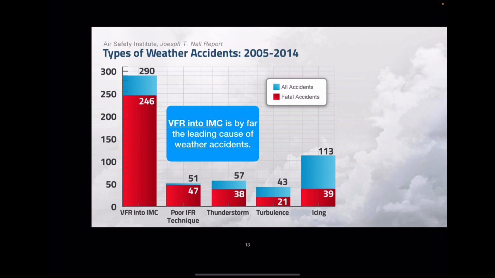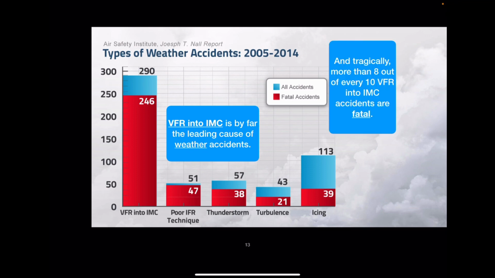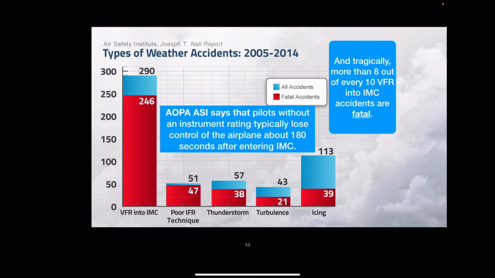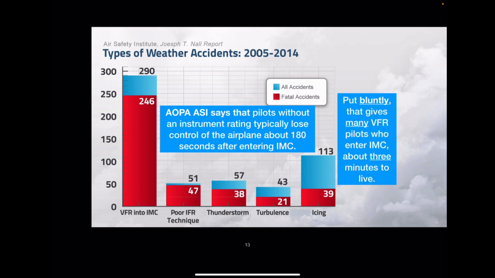Now, as you can see from this graph, VFR into IMC is by far the leading cause of weather accidents. And tragically, more than 8 out of every 10 VFR into IMC accidents are fatal. Now, the AOPA Air Safety Institute says that pilots without an instrument rating typically lose control of the airplane about 180 seconds after entering IMC. Put bluntly, that gives many VFR pilots who enter IMC about 3 minutes to live.